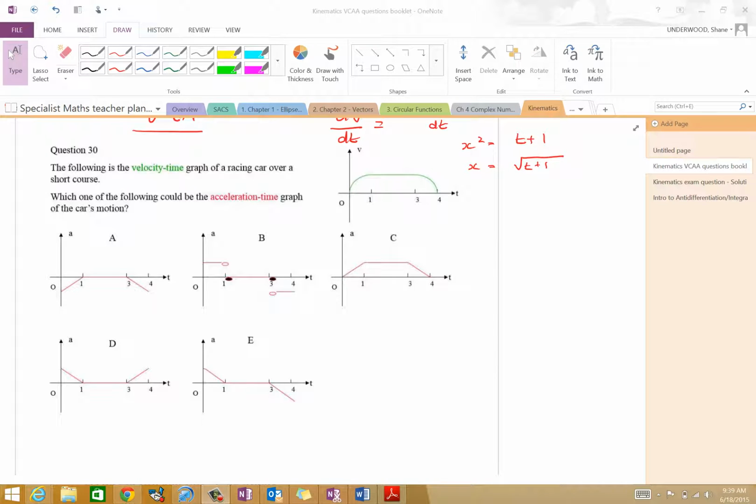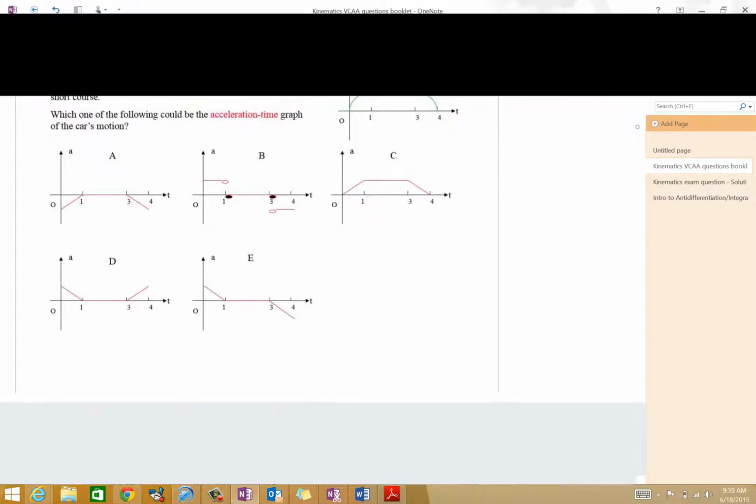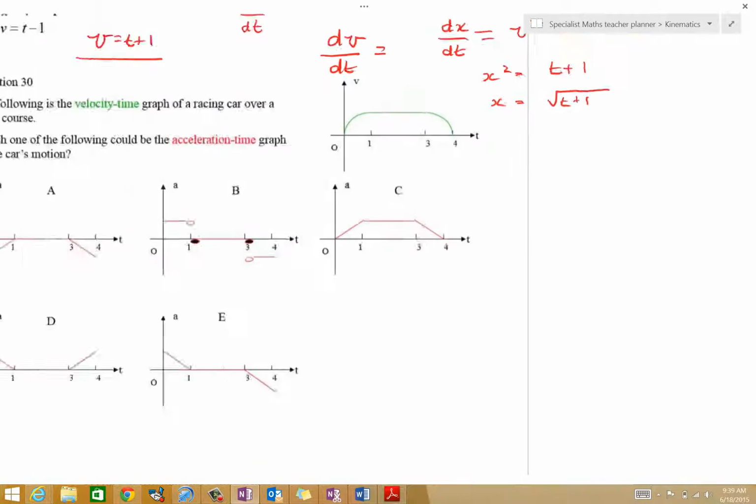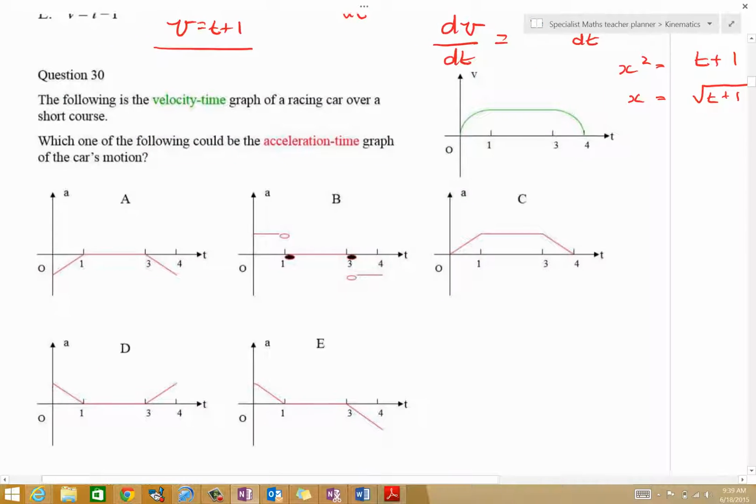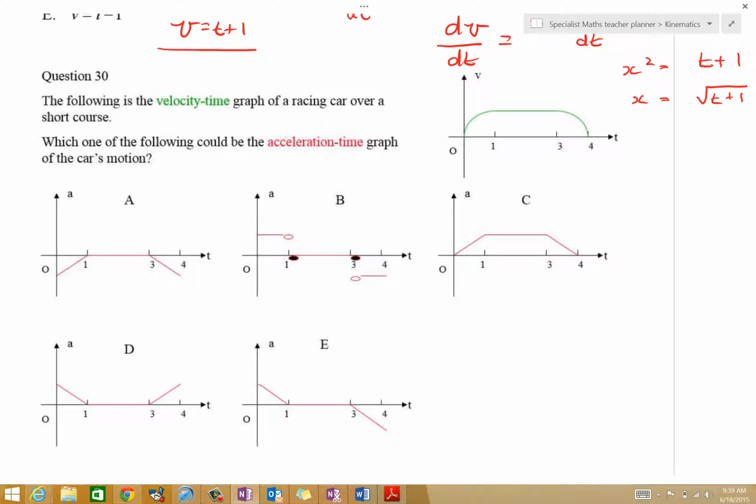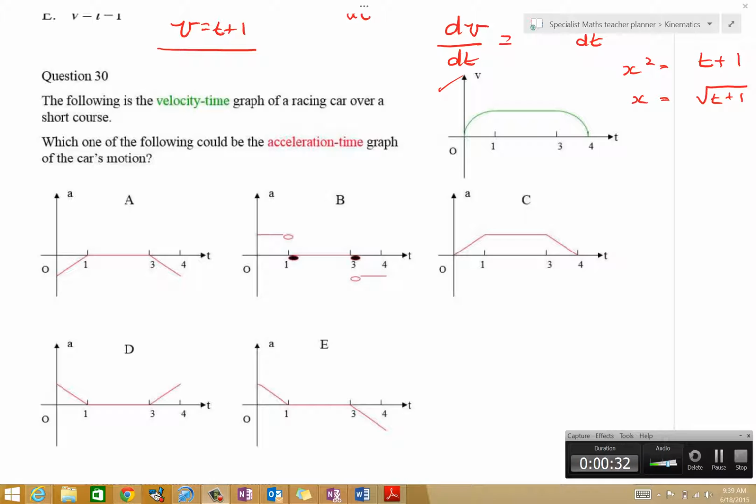All right, in part 2, we're going to look at more kinematics. This time, though, I'm going to just pause the video, and if you want to have a go at this question, feel free. I'll just zoom out a bit more. Okay, so the following velocity time graph, which is, of course, this one over here, is a racing car over a short course. Which of the following could be the acceleration time graph? Okay, acceleration time graph. So I'm going to pause there and get you to have a go at it.